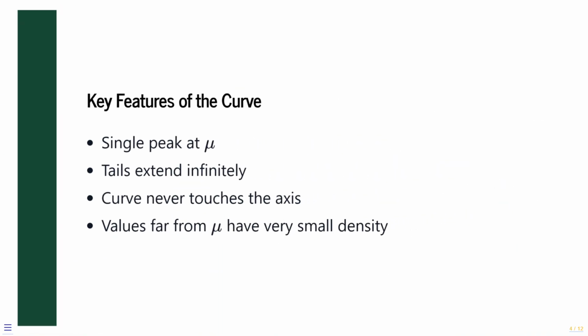Let's highlight several key visual features of the normal curve. The curve has a single peak at the mean. The tails extend infinitely in both directions, getting closer and closer to the horizontal axis but never touching it. While any real number is theoretically possible, values far from the mean have very small probability density. This helps explain why extreme observations are rare but still possible under a normal model.